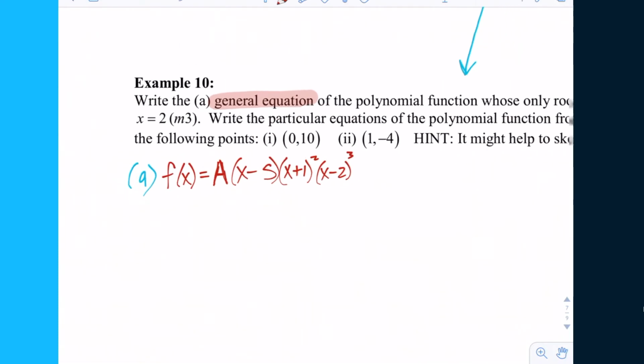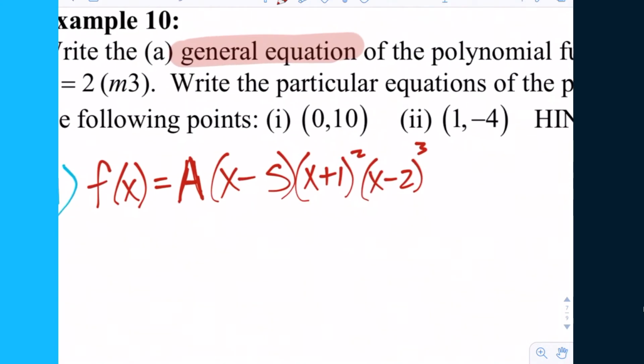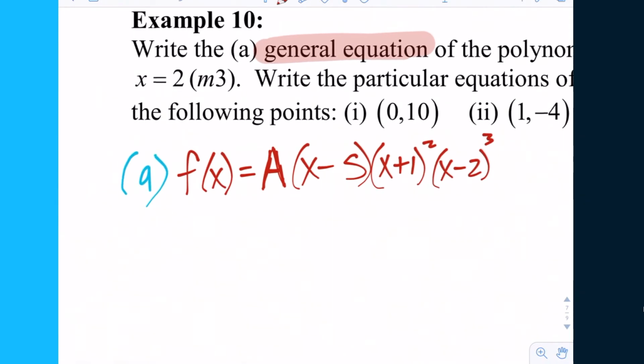Now it says take part A, and now we're switching from alphabetical letters to lowercase i's. So instead of calling it part B, we're calling it part I, whatever.